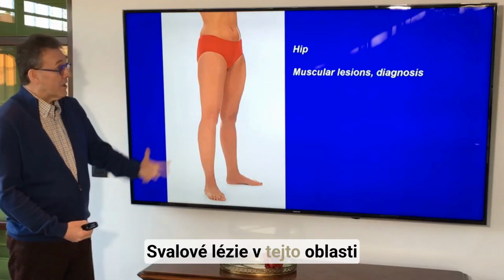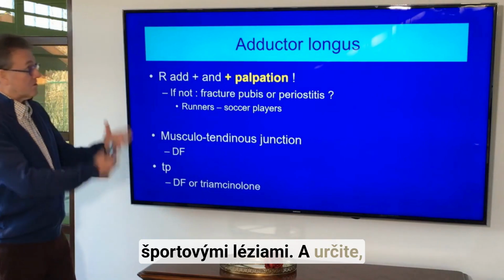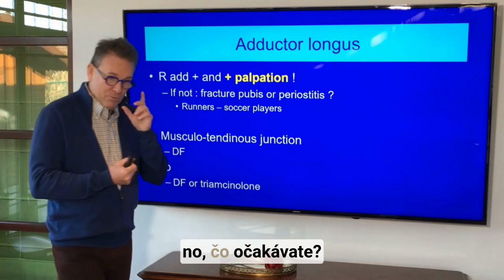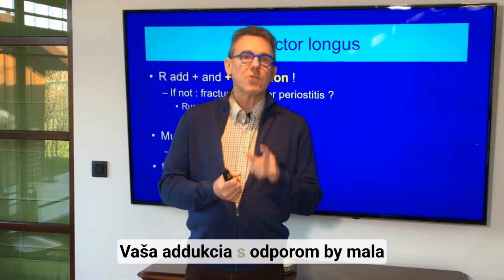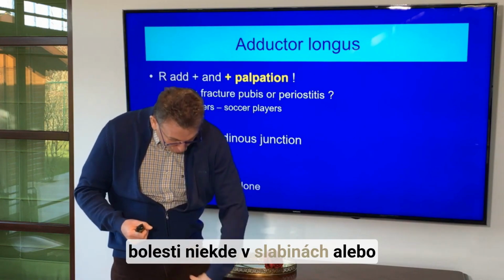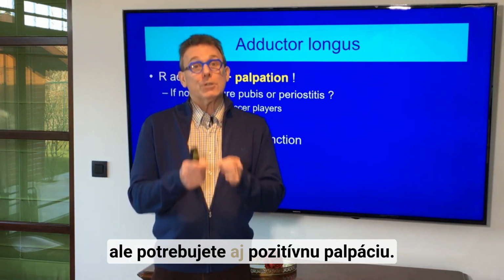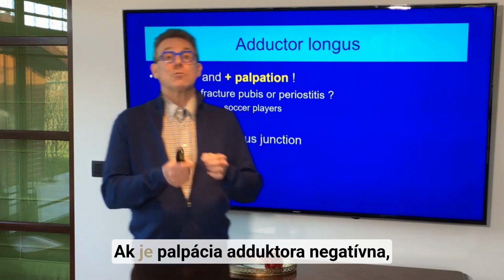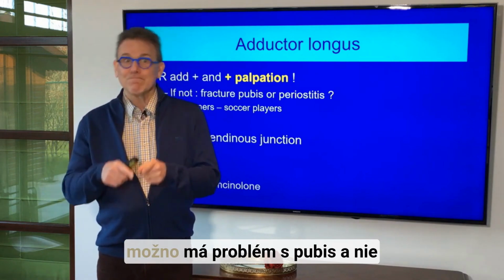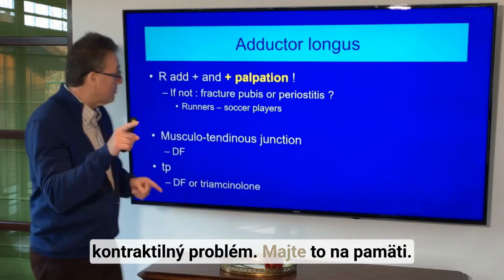Muscular lesions in this area very often are related to sports lesions, and certainly when you think of the adductors. Well, what do you expect? Your resisted adduction should be painful, and the patient has pain somewhere in the groin or somewhere in this area. But you also need a positive palpation. If the palpation of the adductor is negative, then your first idea is perhaps he has a pubis problem and not a contractile problem. So keep that in mind.